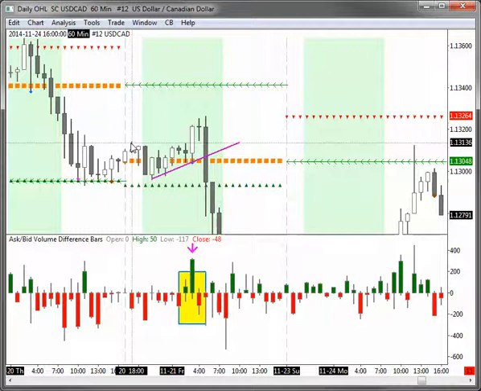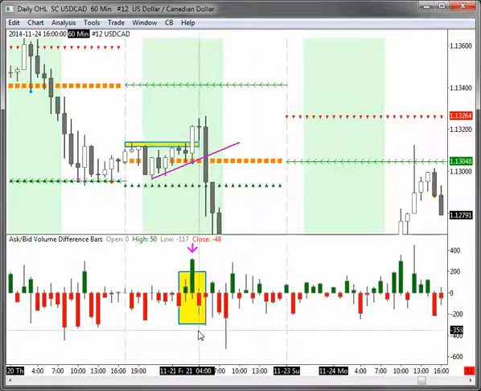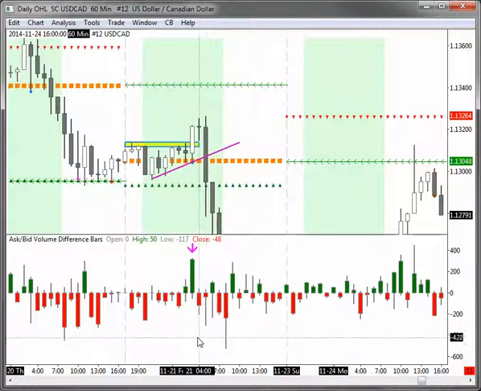A break like this, where we break above the early day high, then we look down here and we want to see that next bar continue. We were feeling good that this looks like price going up, but then when you look at the ask bid volume difference bar here, it's actually showing there was more selling than buying. And so now, if I'm in a long trade or if I'm thinking of opening up a long trade, I have to be very careful.